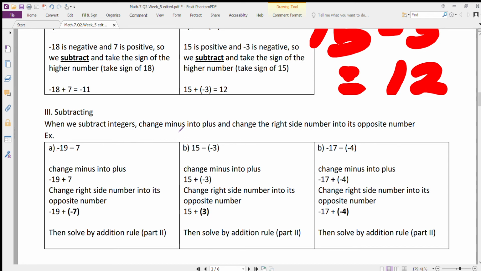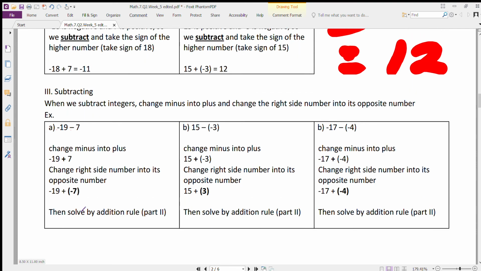So first step is we're going to change minus into plus. Now we move on, change the right side number into the opposite. Which one's your right number? It's this one, right? This is your right side number. So we're going to change positive 7 into the opposite, which is negative 7. And then use addition.